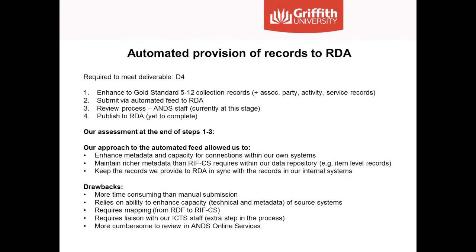So, about the automated provision of records to RDA, this is required to meet deliverable D4. So we were to enhance 5 to 12 collection records to gold standard level, plus their associated party, activity and service records, and then submit these via an automated feed to RDA, then go through the review process with the ANDS staff. This is the stage we're currently at. And when the review is finished, this will be published to the RDA.